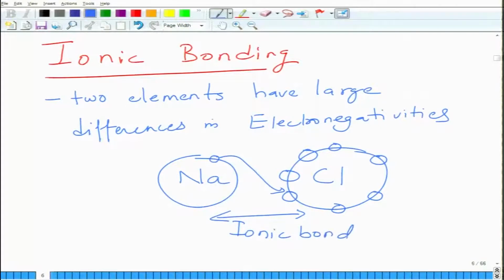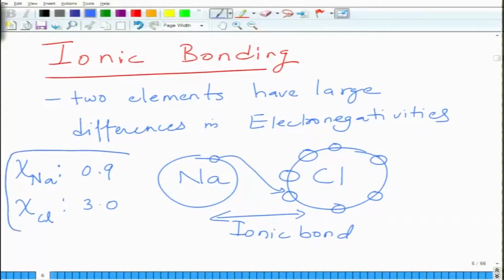ionic bond. And let me just tell you the values of electronegativity. So chi of sodium has a value of about 0.9 and chi of chlorine has a value of roughly 3. So this is a substantial difference between the two, and this is related to the bond energy. And that is why ionic bonds are typically very strong.